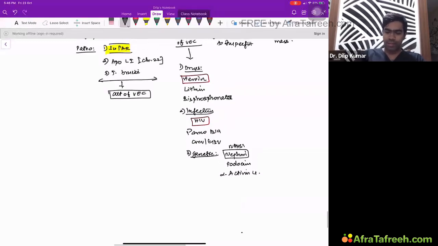But as far as exams are concerned, the two things that are very important are heroin and HIV. These are two things that are extremely important. Other things, maybe nephrin is important, and NPHS1 is important because it causes congenital Finnish type of FSGS. But in India, you don't get this kind of problem. So I don't think they will ask in Indian exams.